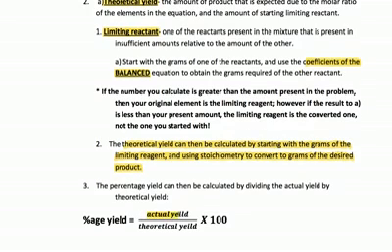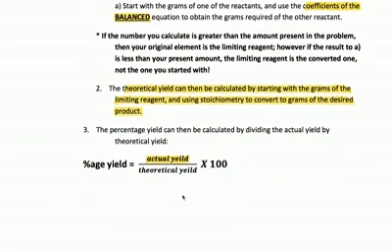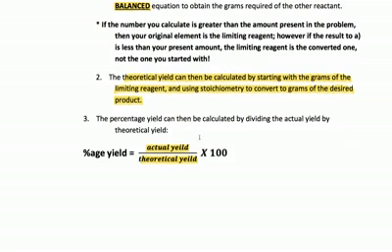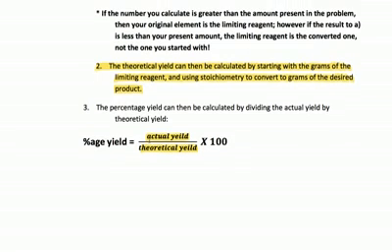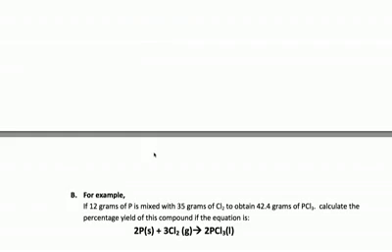The actual yield will be given in your problem. It's an experimental piece of data that you record. You did an experiment and you got a certain amount of product. Theoretical yield we just calculated in step 2 over here. Let's see this in action.